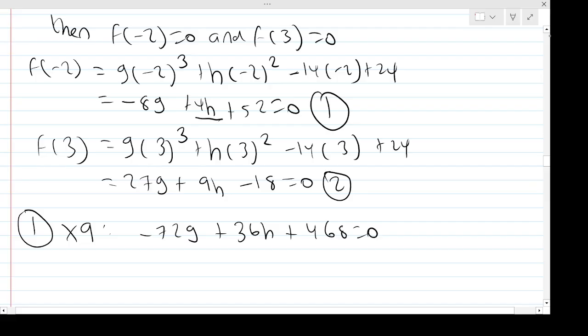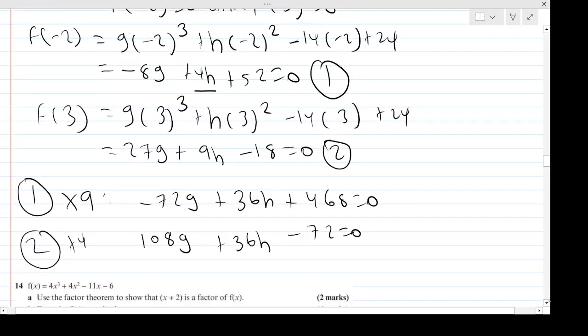And then for the second one, if I want 9h to match 4h, I'm going to times by 4, so the h's will have the same coefficient. So if I times the second one by 4, 27 times 4 is 108g. And then 9 times 4 would be plus 36h, hence why I've done this, because they'll cancel out. And then minus 18 times 4 is minus 72, equals 0.